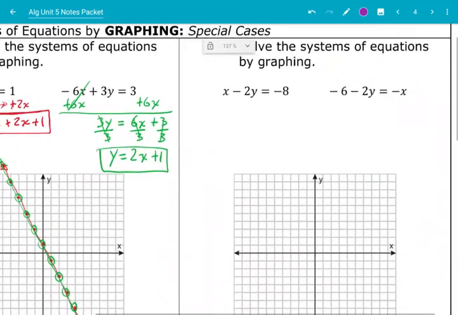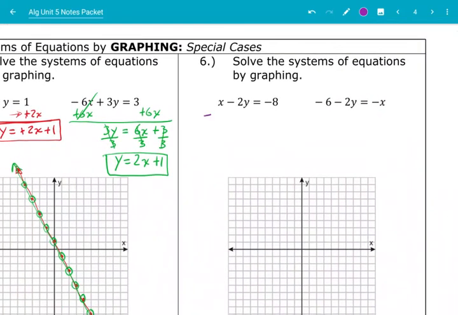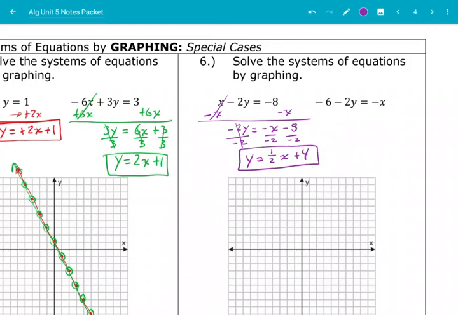Let's look at this next one. Solve the system of equations by graphing. All right. Let's convert this. So let's subtract x. Minus 2y equals minus x minus 8. Let's divide by that coefficient. Go down. So y equals negative over negative is a positive. There we go. Here's our first equation.